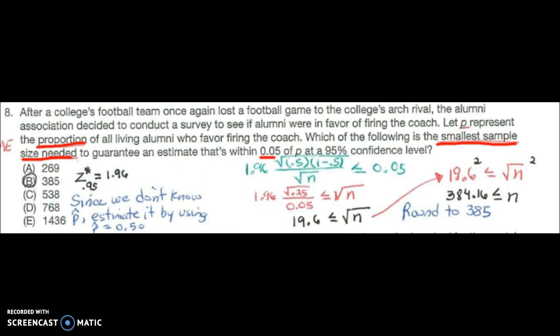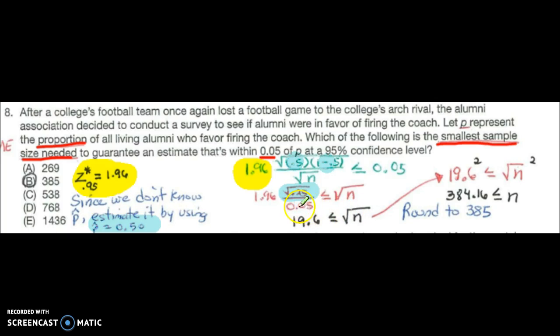My margin of error is my critical value, and because it's a proportion, I look up my z-score. So the critical value at 95% is 1.96. I don't know my standard deviation, so I'm going to make it as large as possible. So I am going to use 0.5 and 1 minus 0.5. That's how I got the square root of 0.25.